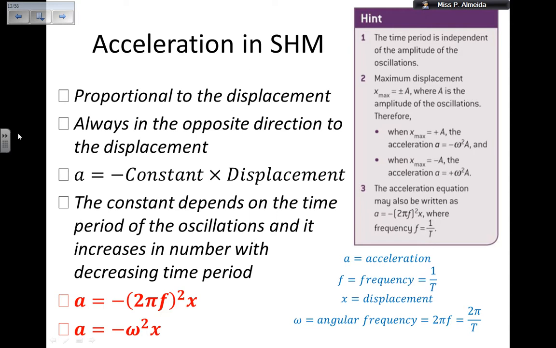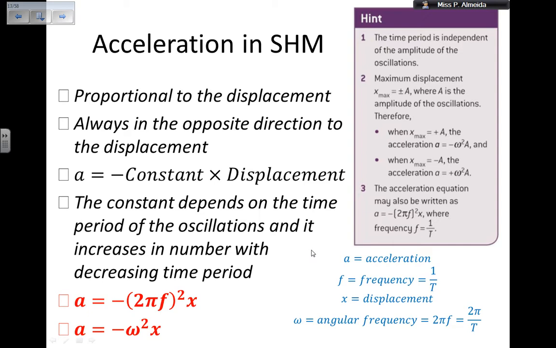So knowing points 1 and 2, I can say that my acceleration has this general formula, which is minus, because of opposite direction, constant, because it's proportional, times displacement. So acceleration is opposite to a proportion number, a certain number times the displacement. And this constant is going to depend on the time period of the oscillations, and it will increase with decreasing time periods.